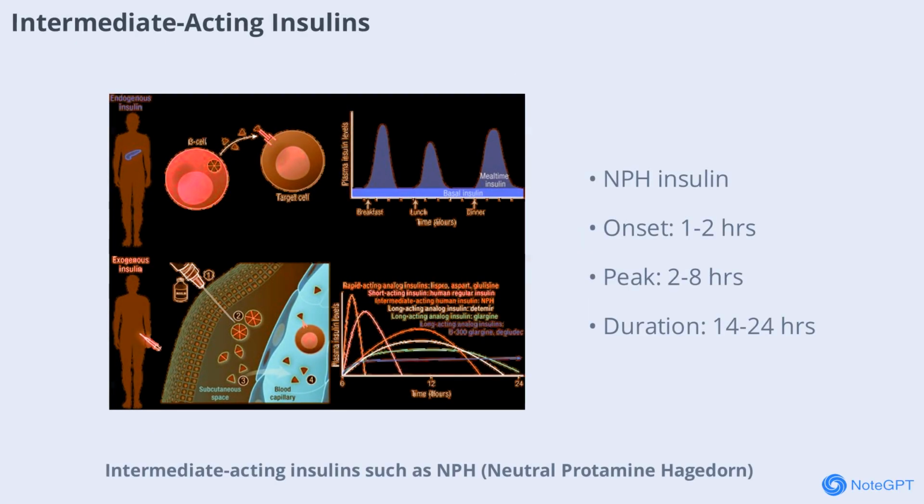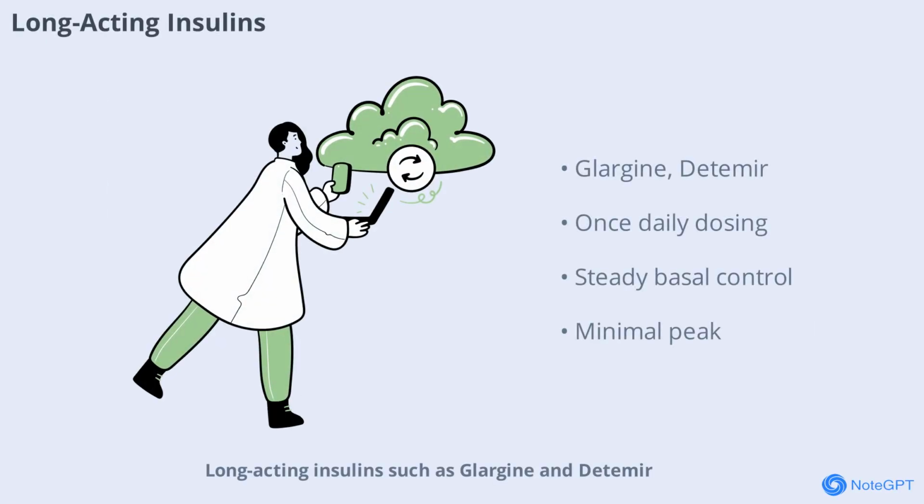Intermediate-acting insulins such as NPH (neutral protamine Hagedorn) provide basal insulin coverage. They have an onset of 1 to 2 hours, peak between 2 to 8 hours, and last up to 24 hours. These insulins are often used in combination with rapid or short-acting insulins to provide both basal and prandial glucose control.